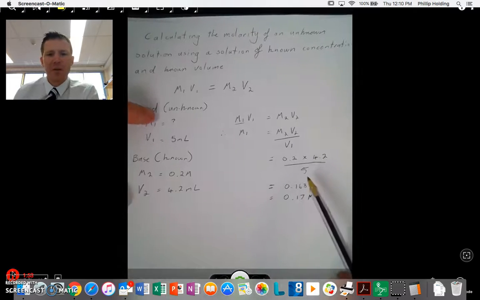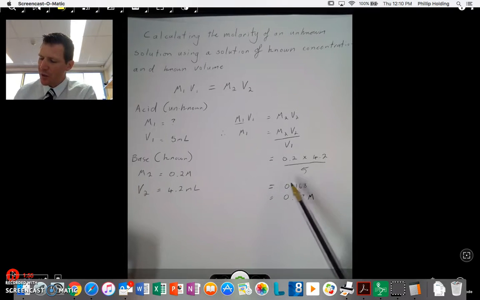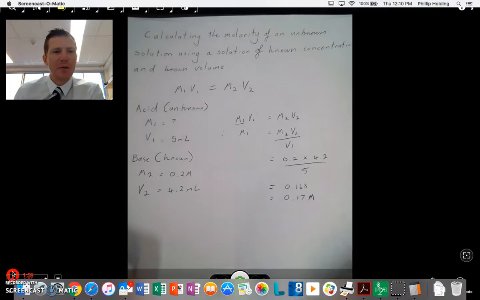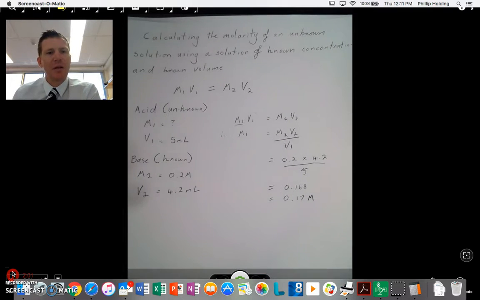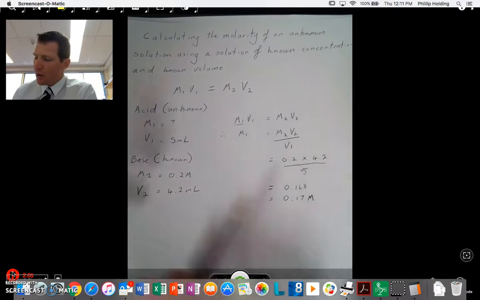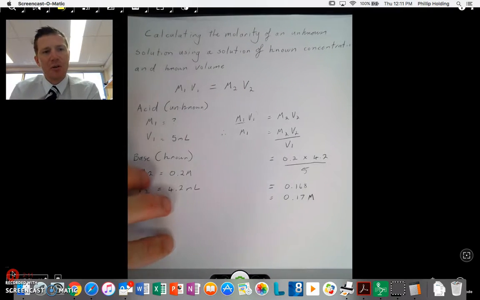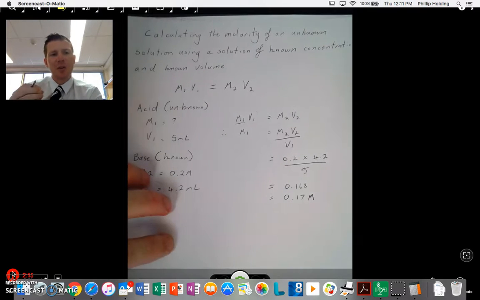So I've gone ahead and finished this equation. I've ended up with M1 equals 0.168, or 0.17 molar. And then I've found the molarity of my unknown solution there. Keep in mind, however, in your assignment, this is from a diluted stock. It actually asks you to find the undiluted stock, so you have to do an extra step.